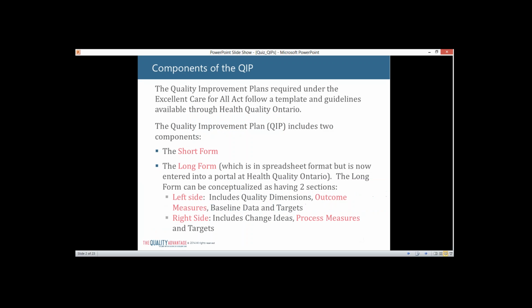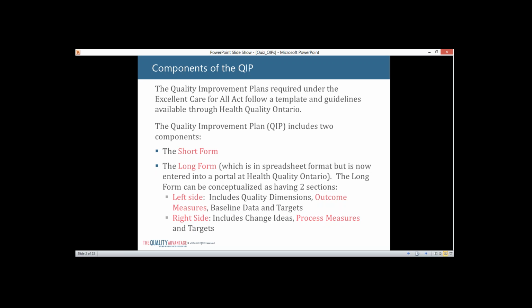So let's take a look at the components of a quality improvement plan. As you likely know, quality improvement plans are required under the Excellent Care for All Act, and they follow a template and guidelines that, as I indicated, are available through Health Quality Ontario. Quality improvement plans have not yet been mandated for the community support service sector, but there are hints that they may be mandated at some point in the future.